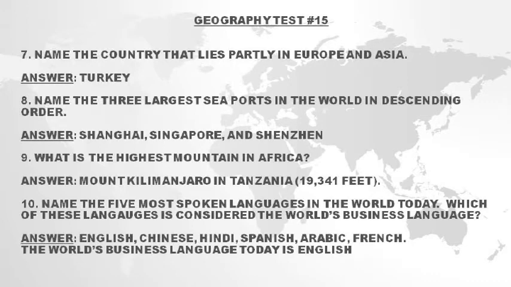Question 9, what is the highest mountain range in the continent of Africa? The answer is Mount Kilimanjaro in Tanzania. It's at an altitude of 19,341 feet. Question 10, name the 5 most spoken languages in the world today. Which of these languages is considered the world's business language? And the answer is English comes in first, and then Chinese, because generally when they talk about Chinese, they're talking about Mandarin Chinese.